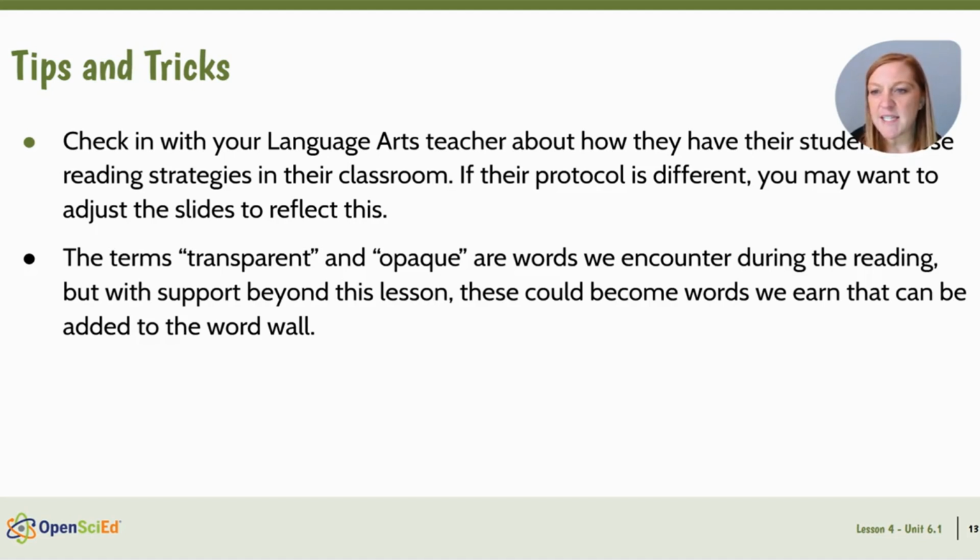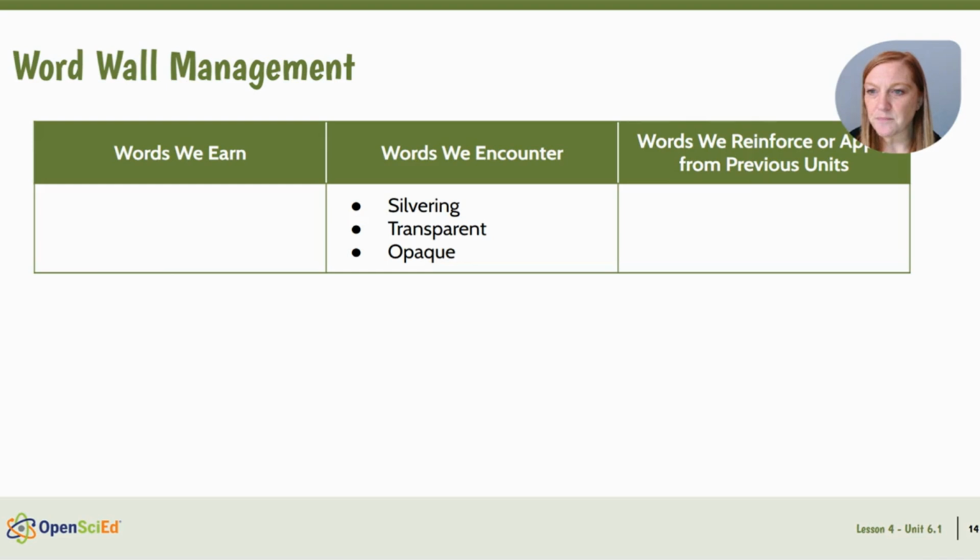The terms transparent and opaque are words that we encounter during the reading. We don't necessarily have to add those as words we earn. However, if your students continue to utilize those words, they may become words that they earn beyond this lesson. So it's up to you how much you want to reinforce those words. You can definitely do without, but they are words we encounter in this lesson that could become words that we earn. We don't have any words that we earn that we're adding to our word wall. Again, we're adding the words like silvering, transparent, opaque. Impurities was another one that my students struggled with a little bit. So those are all words that we encounter in this reading.